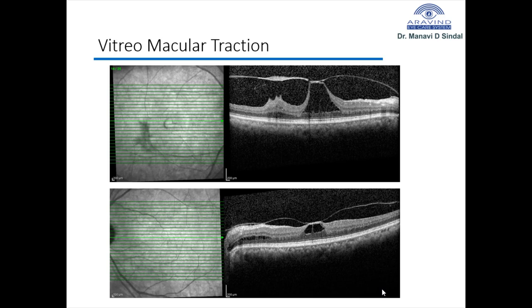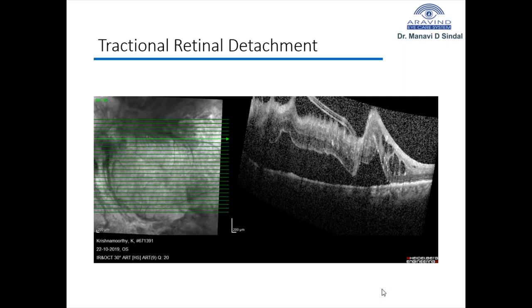Sometimes this traction gets relieved on its own, sometimes it may need surgery. These are two eyes of the same patient. You can see the right eye has more than the left eye. It can also help you determine the extent of a tractional retinal detachment caused by the membranes. And of course, the most important use is to monitor response to treatment.